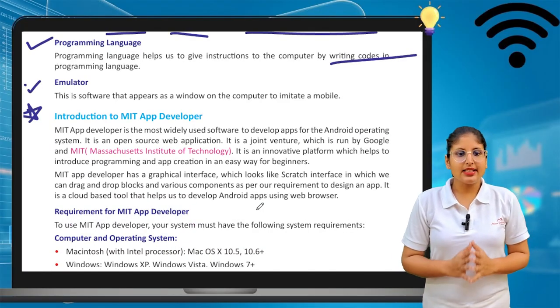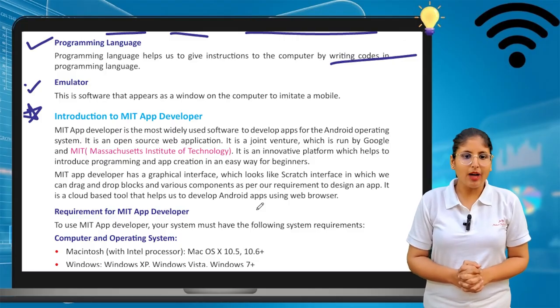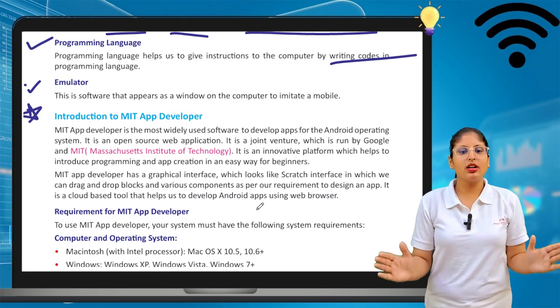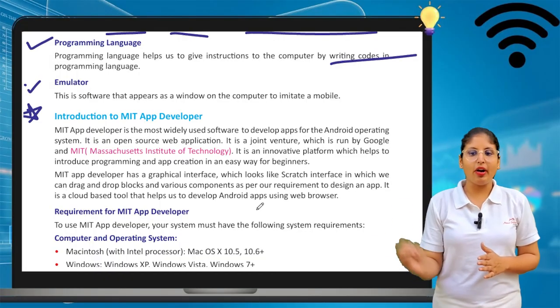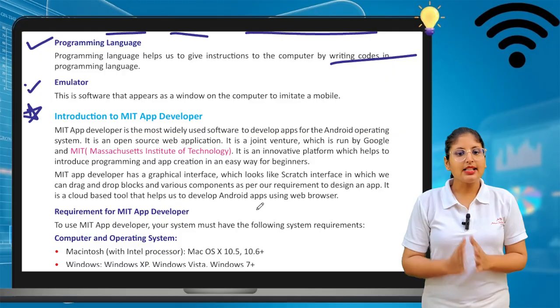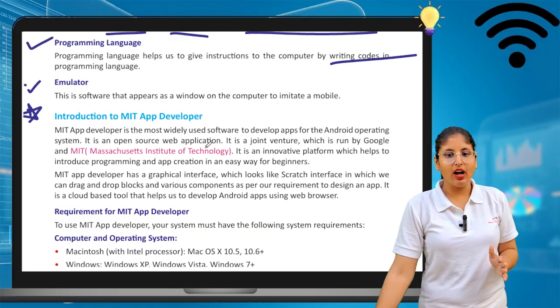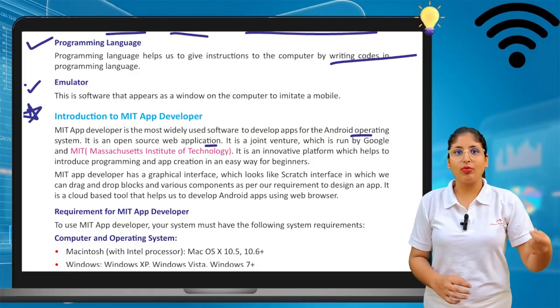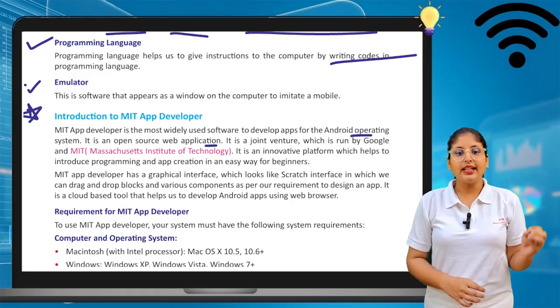So my dear learners, let's see the introduction to MIT App Inventor. What is MIT App Inventor? It is the most widely used software to develop apps for the Android operating system. It is an open source web application to develop apps for the Android system, and it is free of cost.